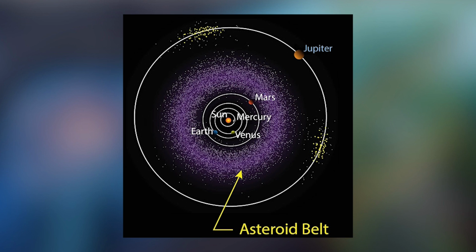And the asteroid belt that lies between Mars and Jupiter has a total mass, which I think is somewhere around... It's only about 4% of the mass of the moon. So although there are millions of asteroids in the asteroid belt, its total mass is very small.